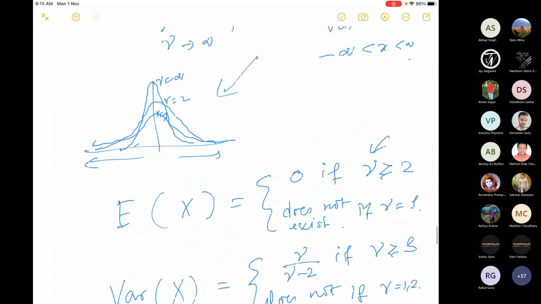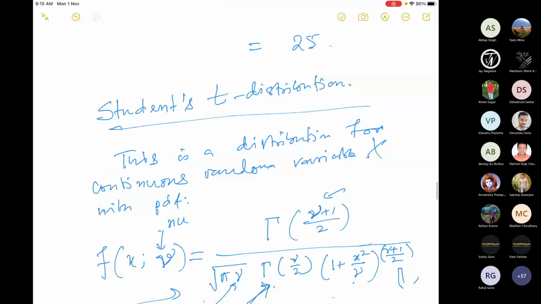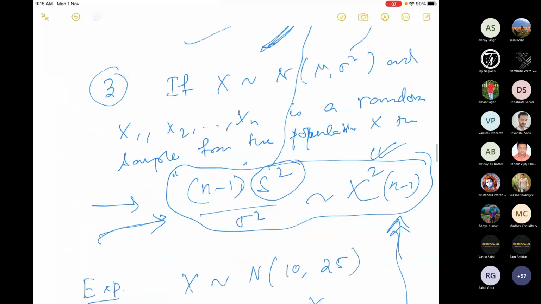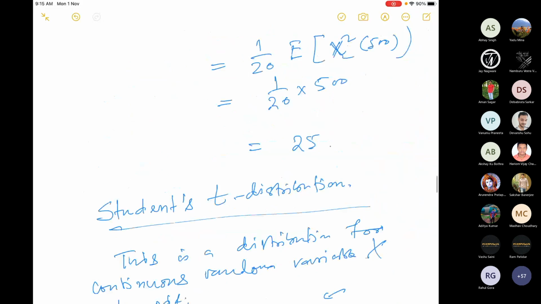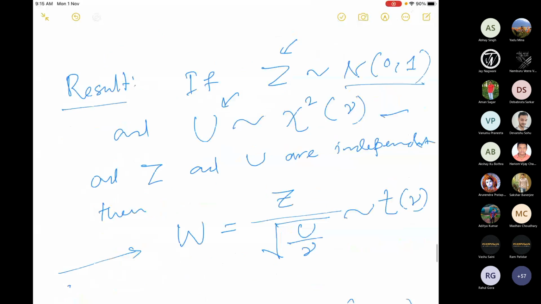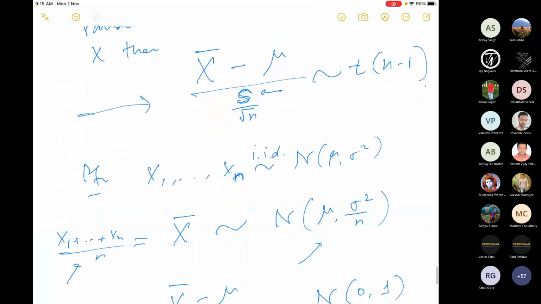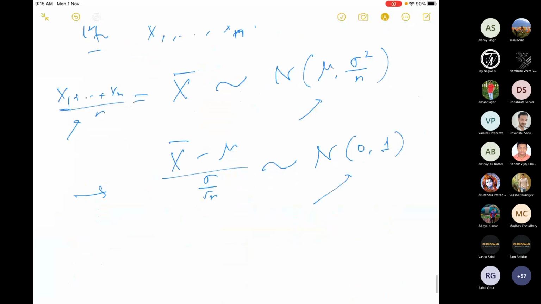But we have proved more than that. At least we have stated it, and I discussed how to prove it. You see here, n minus 1 times s square by sigma square is chi square when x is normal. So from here, what can you say? It is also normal, but specifically standard normal, so mu is 0, sigma is 1. So n minus 1 s square by sigma square is chi square n minus 1.